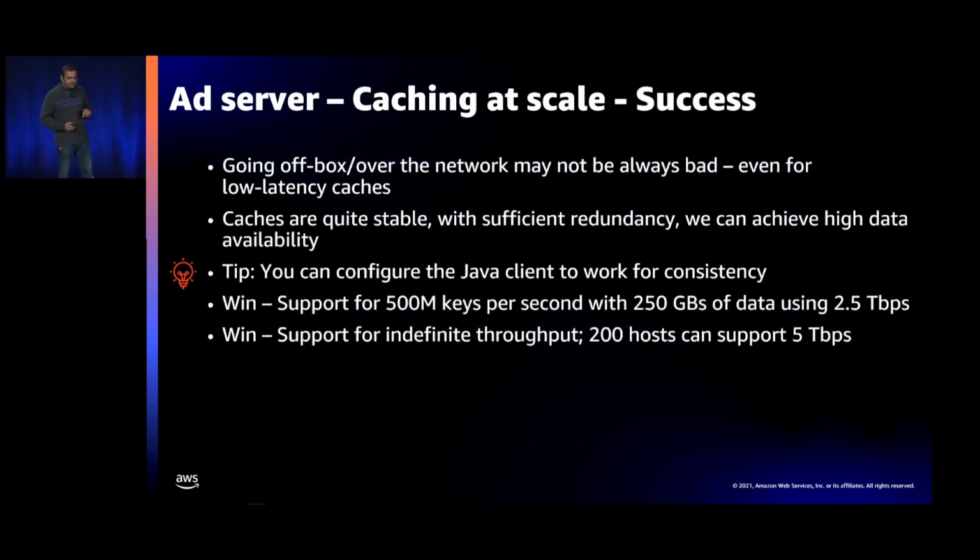Now with the successes and some myths broken, we went over the network. We were able to go off box even for low latency caches. We were able to parallelize our workflows because now we were more on the network. We were able to reduce the CPU load on the hosts. We learned that caches are pretty stable. These could be wonderful solutions for high scale systems.